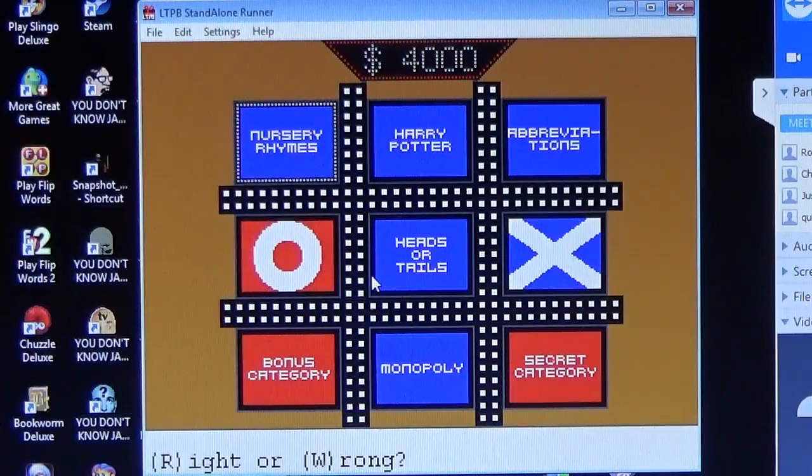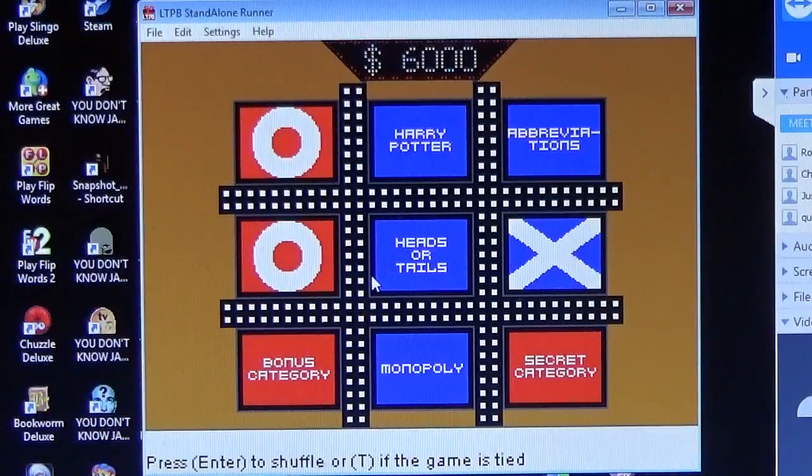Again, what did Little Miss Muffet sit on? Is it A, a muffin, B, a tuffet, C, a puppet, or D, a bucket? Is it a tuffet? A tuffet is right. Good job. $6,000 is in the pot, and we shuffle.